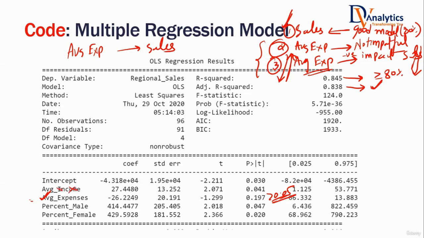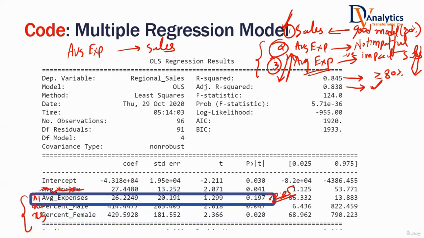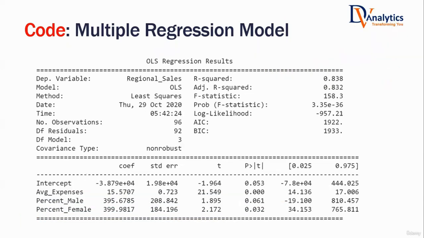Maybe drop average income. Just as a random experiment, as part of investigation, we are trying several things. This is one of the trials. Drop average income, keep average expenses, percentage male, percentage female. Use three variables: average expenses, percentage male, percentage female, to rebuild the model. Once you have the output with you, then we will discuss that.